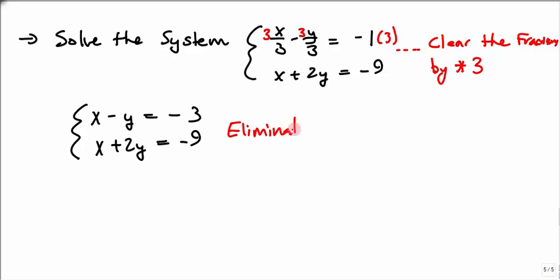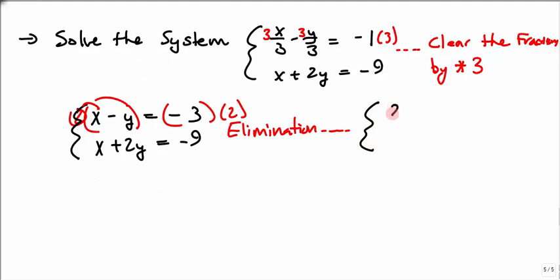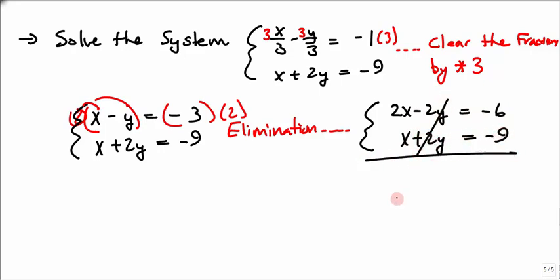Now, there's a lot of different ways I could do elimination. I'm going to multiply the top equation through by 2, because then I'll get my y's to cancel. I could also multiply through by a negative 1 to get my x's to cancel. It just doesn't matter. So I'm going to multiply my top equation through by 2. Now this 2 distributes, so my new system is 2x minus 2y equals negative 6, and x plus 2y equals negative 9. The y's are eliminated like we wanted.